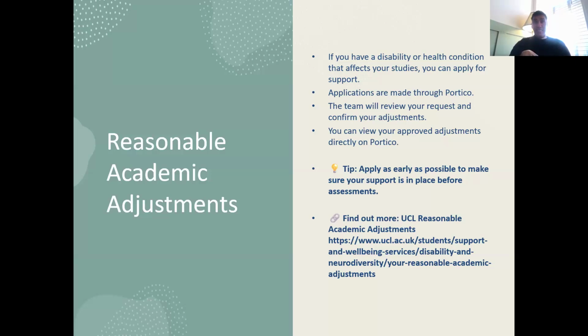The important thing to note is you should be submitting your reasonable academic adjustment as soon as possible, so next week or the week after, because you want to make sure this is in place, and it will remain in place throughout the whole duration of your studies here at UCL on this particular course. So you need to reach out and effectively get assessed so those adjustments are put in place as soon as possible. The sooner you do it, the sooner the adjustments will be shown on your account on Portico.